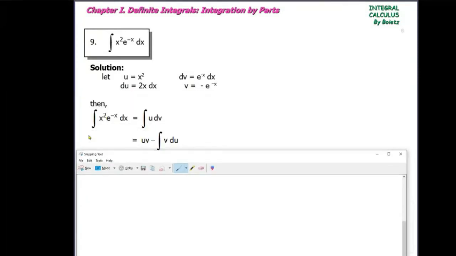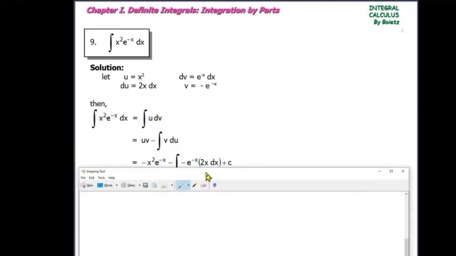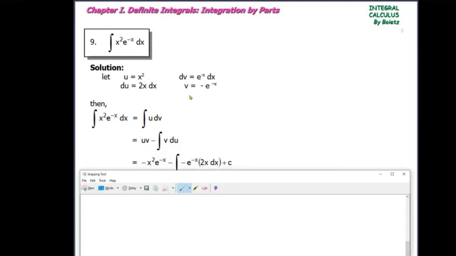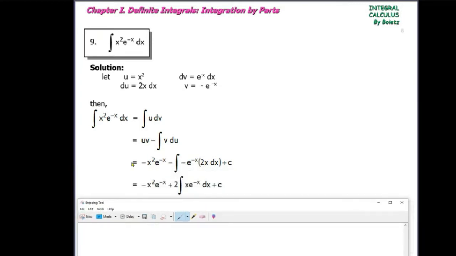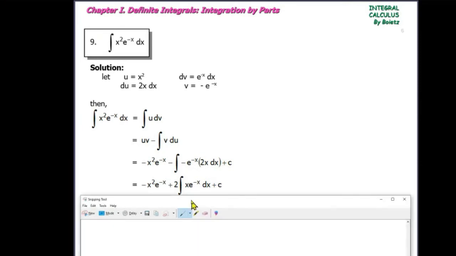Then substitute into the formula, what is u? x squared. What is v? Negative e to the negative x. So it became negative x squared e to the negative x, minus the integral of v, negative e to the negative x, multiplied by du, 2x dx. If you simplify this, it will become negative x squared e to the negative x, then plus 2 times the integral of x e to the negative x dx. It seems we already have a solution for that, the x e to the x dx.